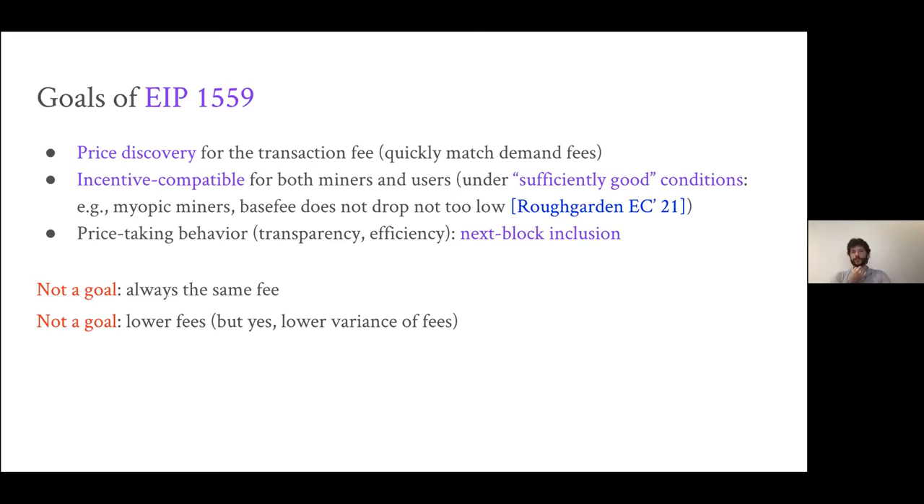Now, what is important to point out? What are not goals of this mechanism? We did not expect, of course, that the base fee will stay constant. In fact, it has to increase or decrease as the total demand in the network increases or decreases, so it tries to track that. And it's not a direct goal to lower the fees. The fees are high or low depending on whether there's a lot of demand for the network services. But a true goal is that we want to lower the variance of the fees. We don't want very high cost today and very low tomorrow, where it becomes like a coin toss whether you end up paying a high cost or a low cost when you're actually included in the blockchain. So we want to decrease the variance.